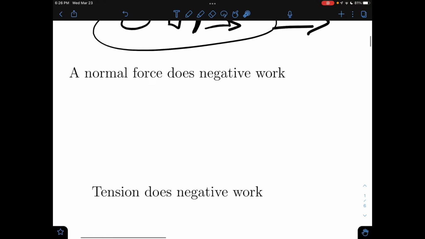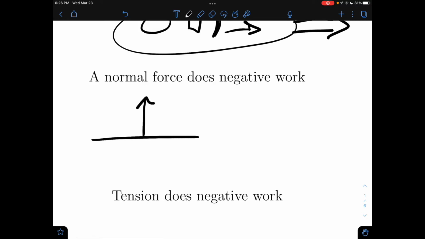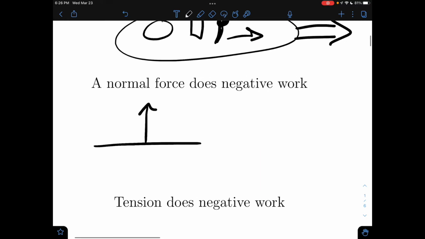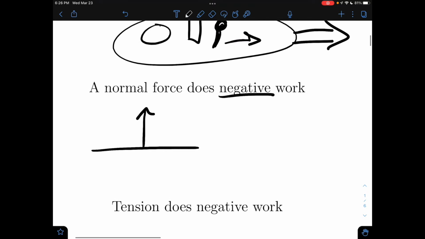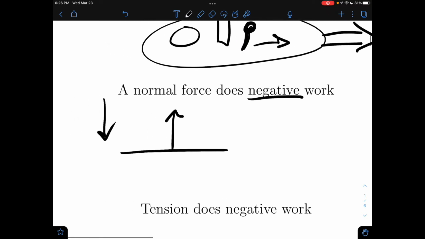Now let's look at a normal force doing negative work. Right, so we have a normal force. So here's just the floor. We have the normal force pushing up this way. Well, we want it to be negative work. So if we're standing on the floor and the floor is pushing up on us, we know we need to be going that way. So in what situation do we go this way, but we're still touching the floor?